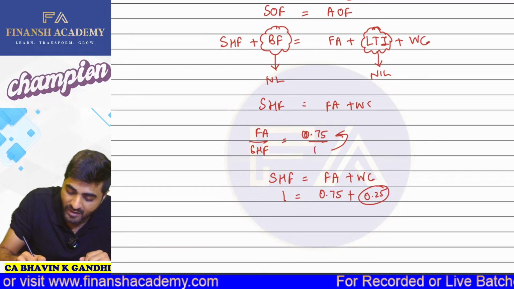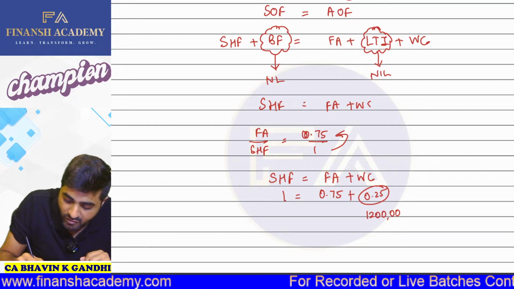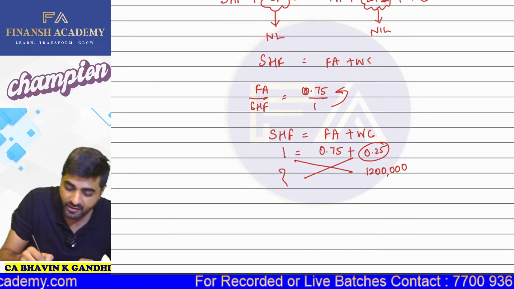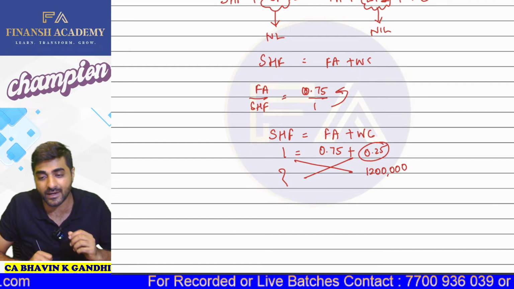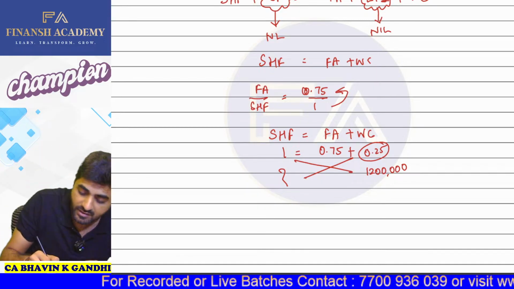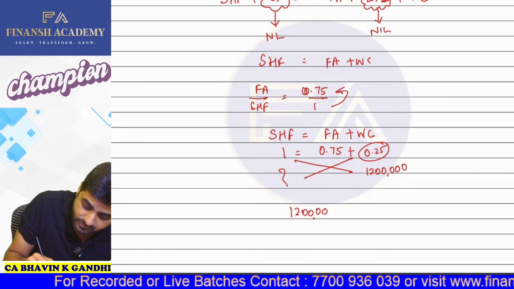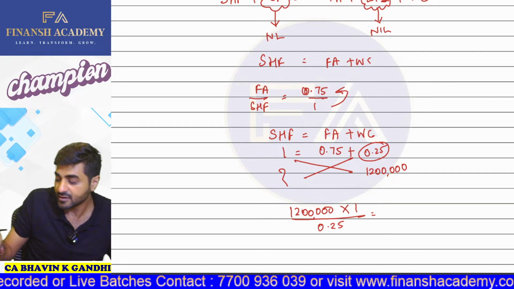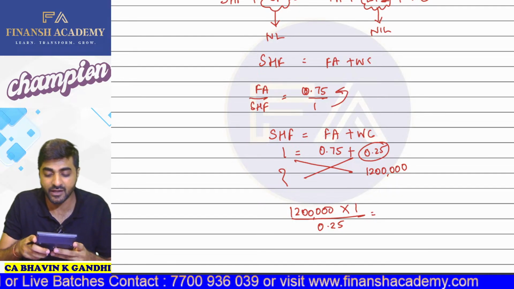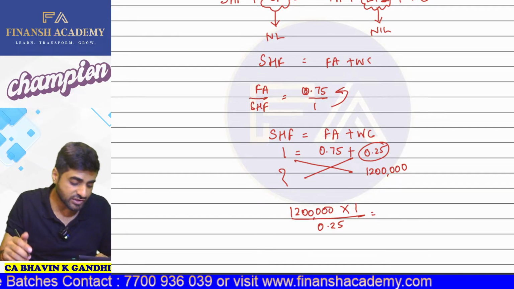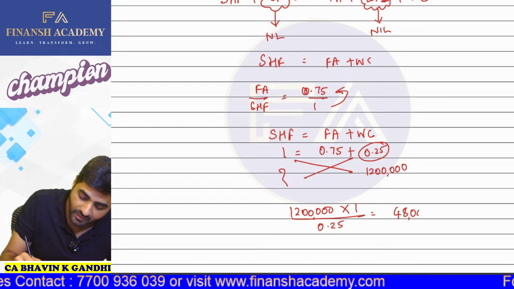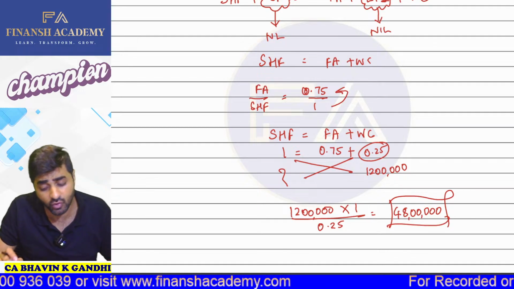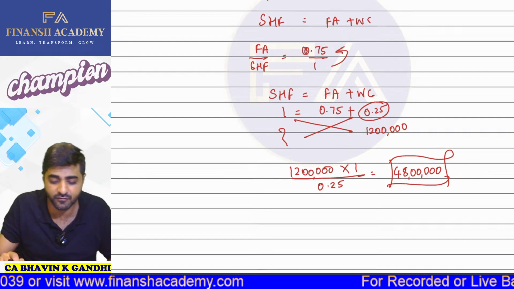So if I have this as 12 lakh rupees, can I calculate my shareholders funds? Of course, yes, I can calculate. So what's my shareholders funds going to be? I have to cross multiply. If 0.25 is 12 lakhs, so 1 is how much? So this will now be 12 lakh into 1, divide that by 0.25. So this will be 48 lakhs. So do I have the proprietors funds? Come on, yes or no? Yes, sir. So this is proprietors funds, which is 48 lakhs.